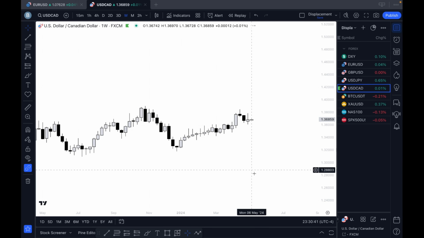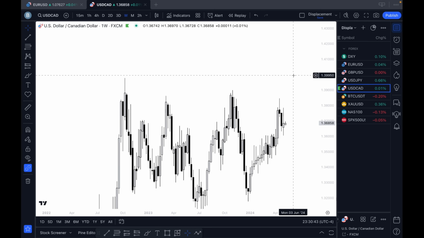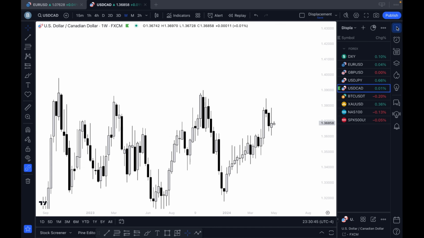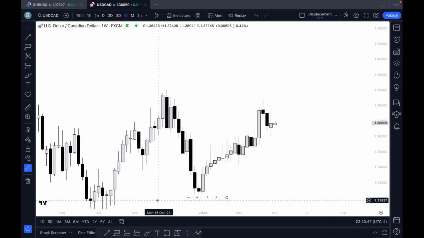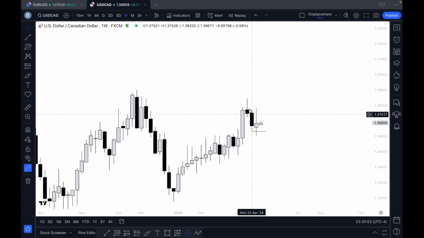Let's go to the weekly time frame. In the weekly time frame we also have this fair value gap, and the one most important thing is that we have failed to close below this low. So we can target these highs as well, these highs and these highs. Let's go to the daily time frame.